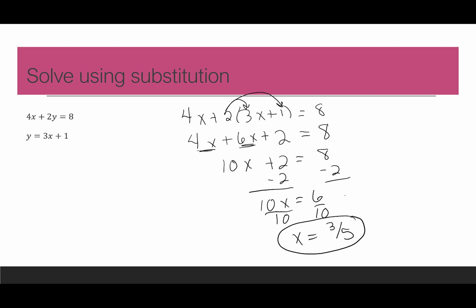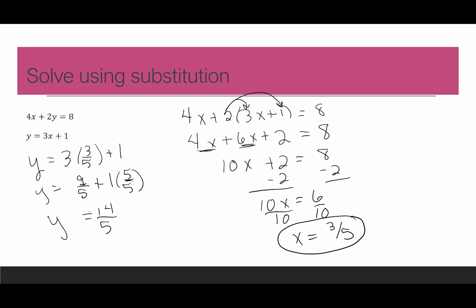So I have my x value. Now I need to find my y value, so I'm going to plug that back in. So y is equal to 3 times 3 over 5 plus 1. 3 times 3 is 9 over 5 plus 1. We could write 1 as 5 over 5, so 9 plus 5 is 14 over 5. Here's my y. So let's write this answer as a point, (3 over 5, 14 over 5).